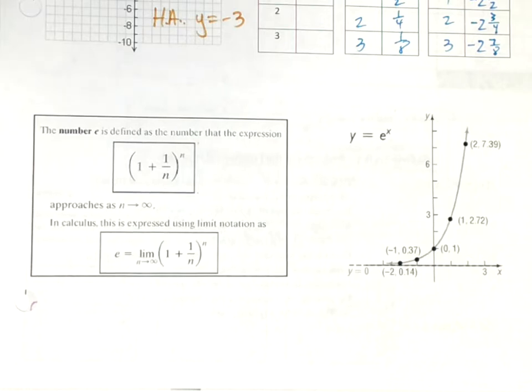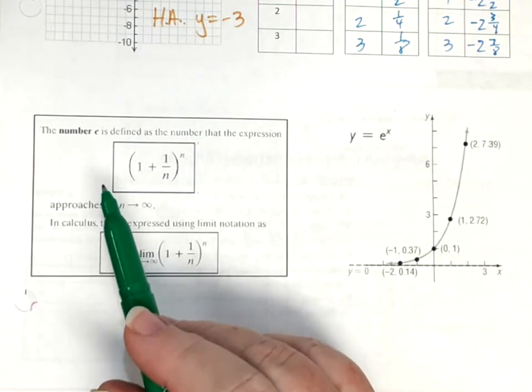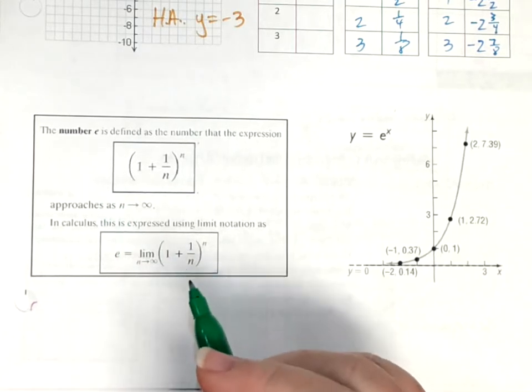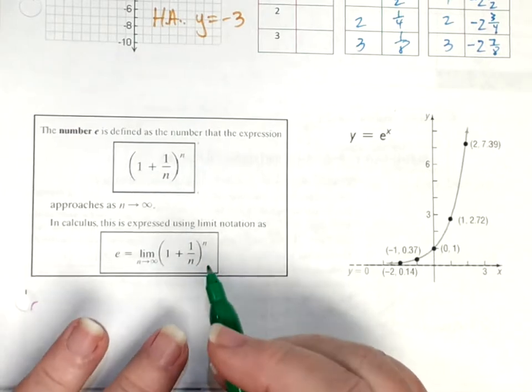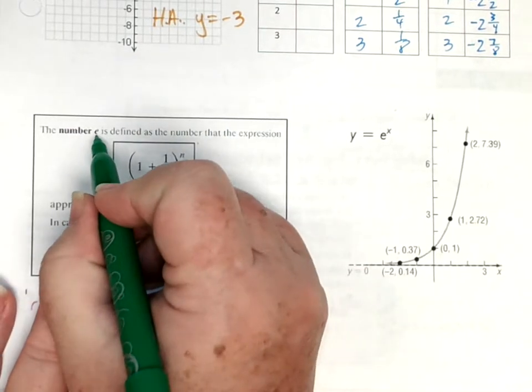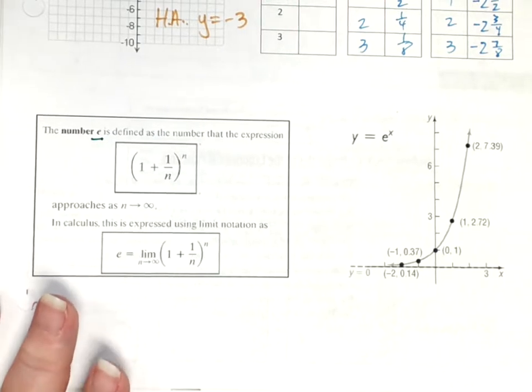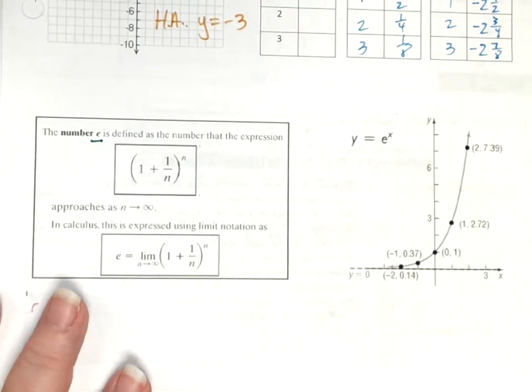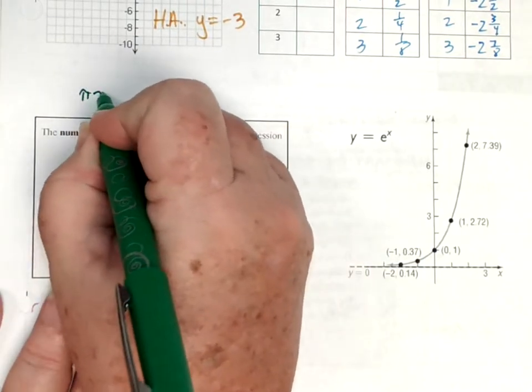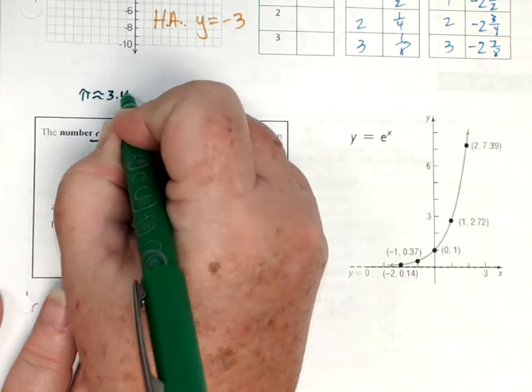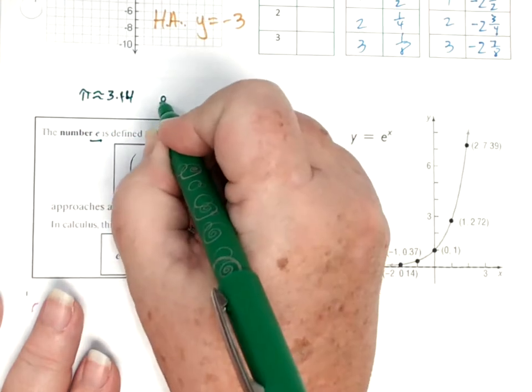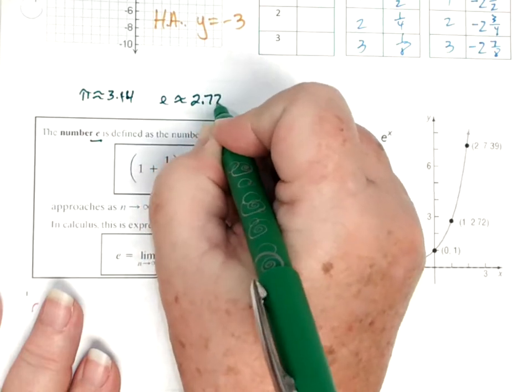Okay, now we're going to come to a concept of natural numbers. Now, what I want you to understand is the natural number is a specific number. It's the number e. Now, I know you're looking at that and saying that's a letter, that's not a number, but just like pi is approximately 3.14, e is approximately 2.72.